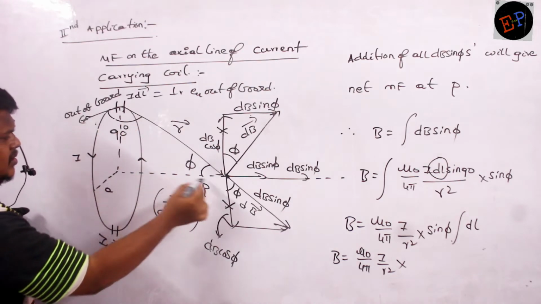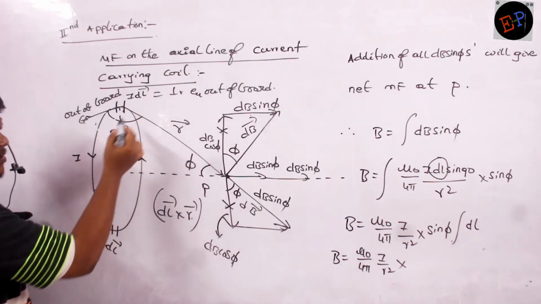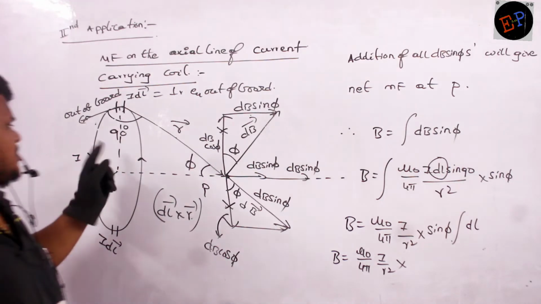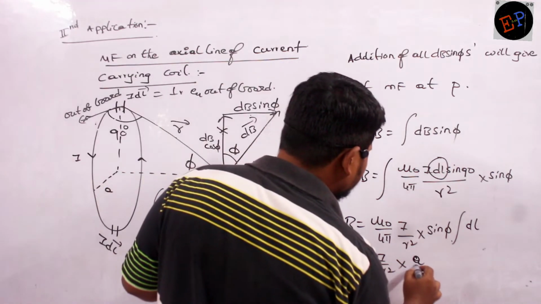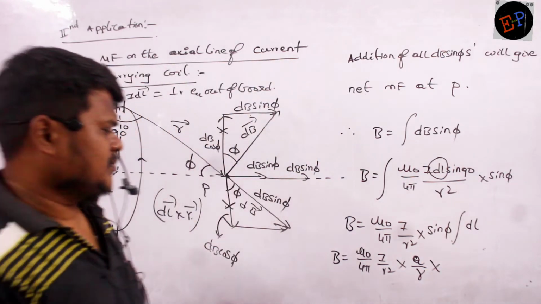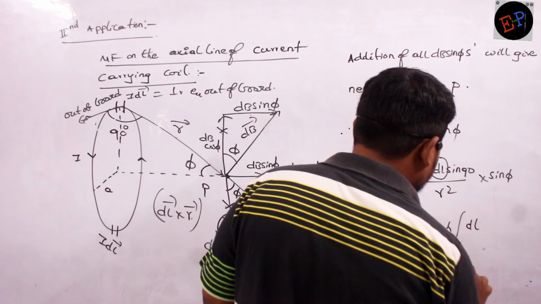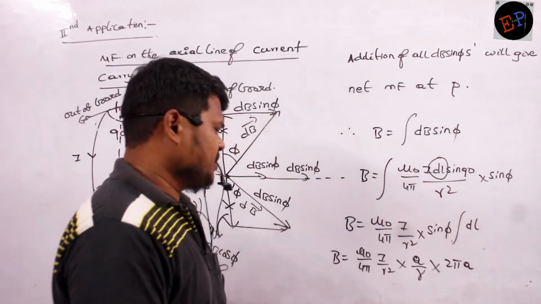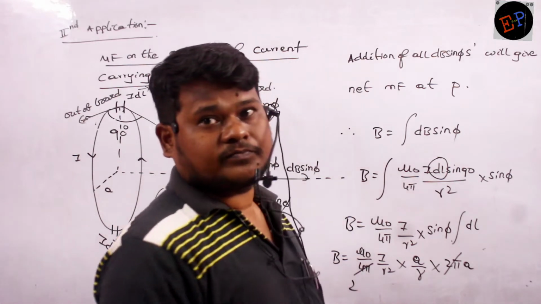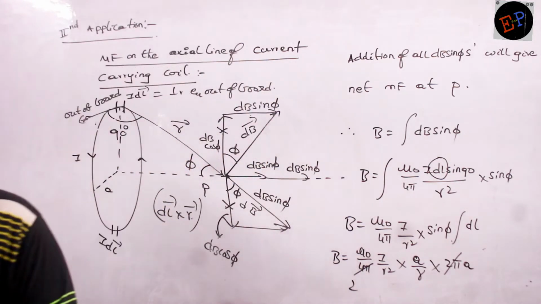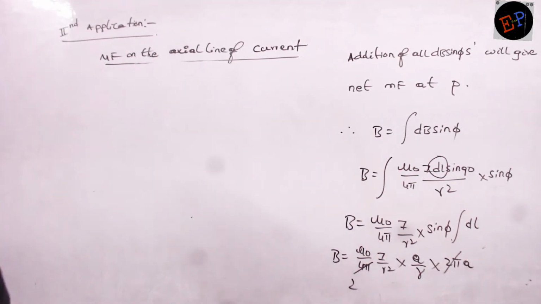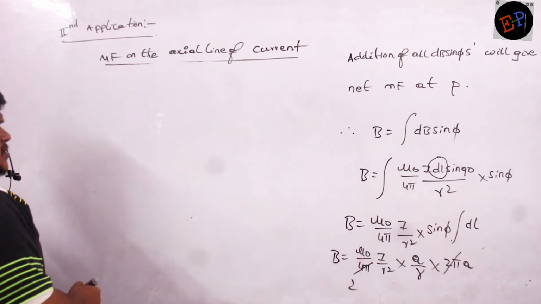How can I write sin phi? Here there is a right angle triangle which is formed. Sin theta is opposite by hypotenuse. So the opposite side is a, hypotenuse is r, multiplied by the integration of dl. Integration of dl is 2 pi a. Make a note up to here. So I got the result up to here.